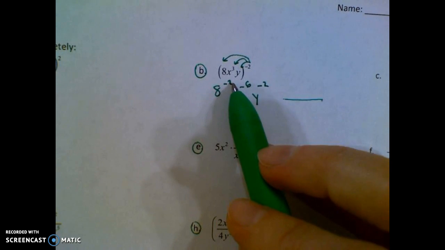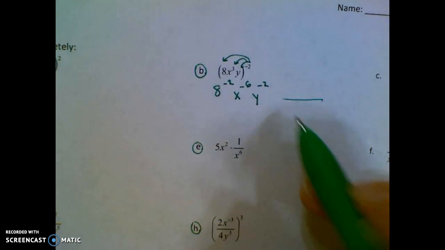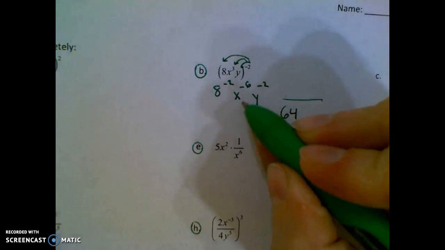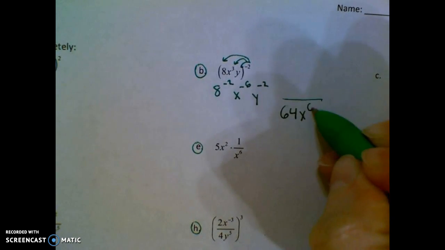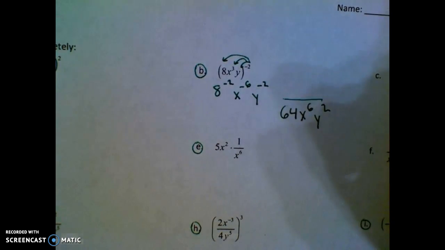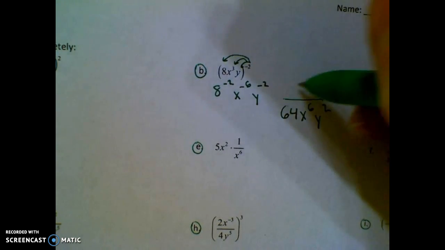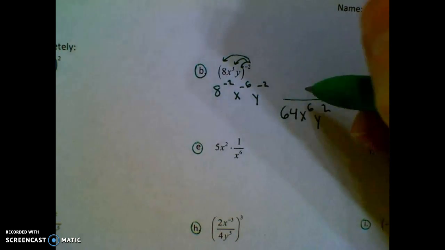So this 8 to the negative 2 will become 8 squared, which is 64. X to the negative 6 becomes x to the positive 6. And y to the negative second becomes y to the positive second. But I've got to have a placeholder upstairs just to let me know that it is a fraction.